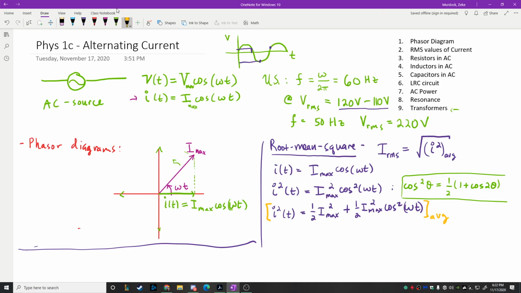Oh, whoops! I made a mistake here. That 2's in the wrong place, isn't it? This should be cosine of 2 omega t. There we go. So when we say we want to average that, we think about what's represented by this. And this part in particular right here, isn't the average half the amplitude? That is not true. The average is not half the amplitude.